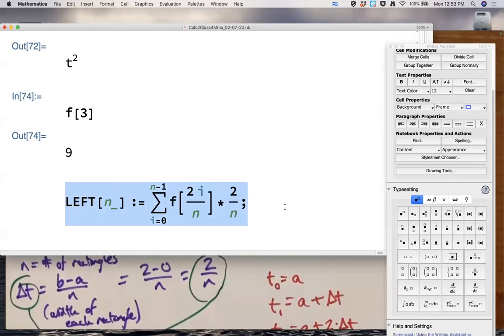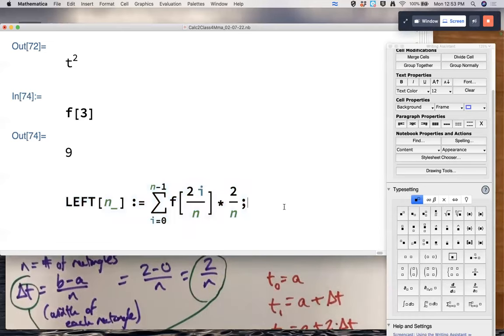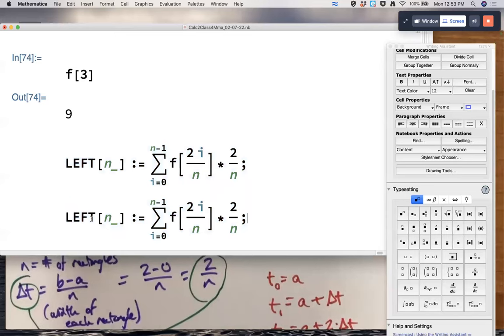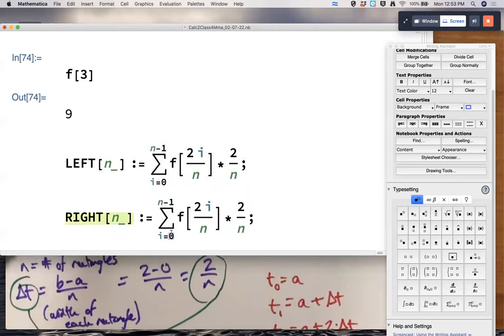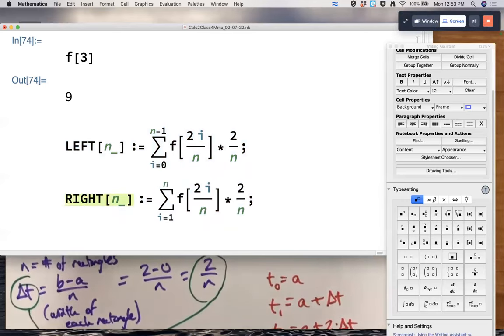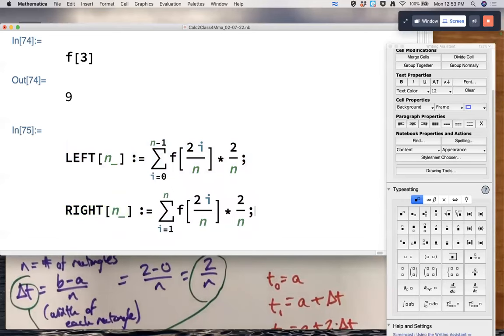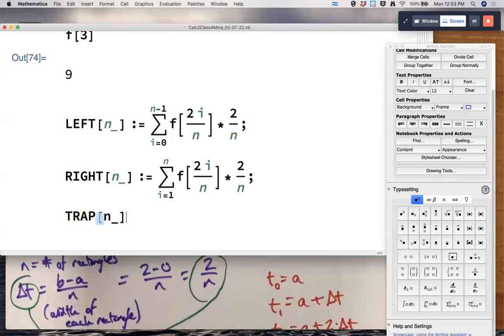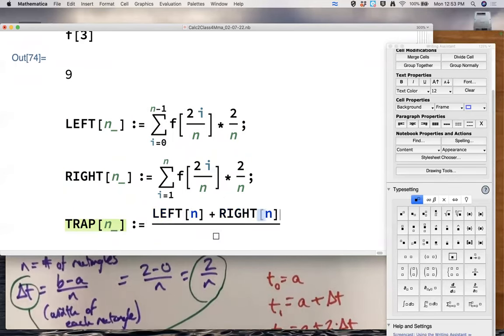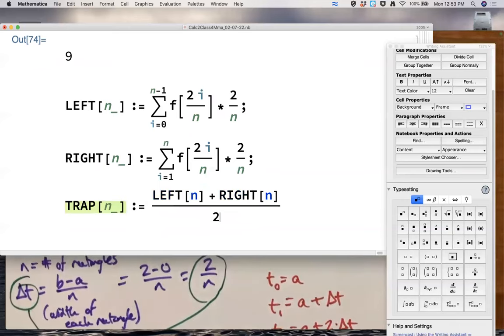And all I have to do is copy and paste this formula, say over here in the same line even, although it tabbed down, change the word left to right, change 0 to 1, and change n minus 1 to n. And that will be my right hand sum. The trapezoid sum can be represented as a summation. That is possible, but it's simpler to think of it as the average of left and right, like this. Add left and right and divide by 2. That's a simpler way to think of it.